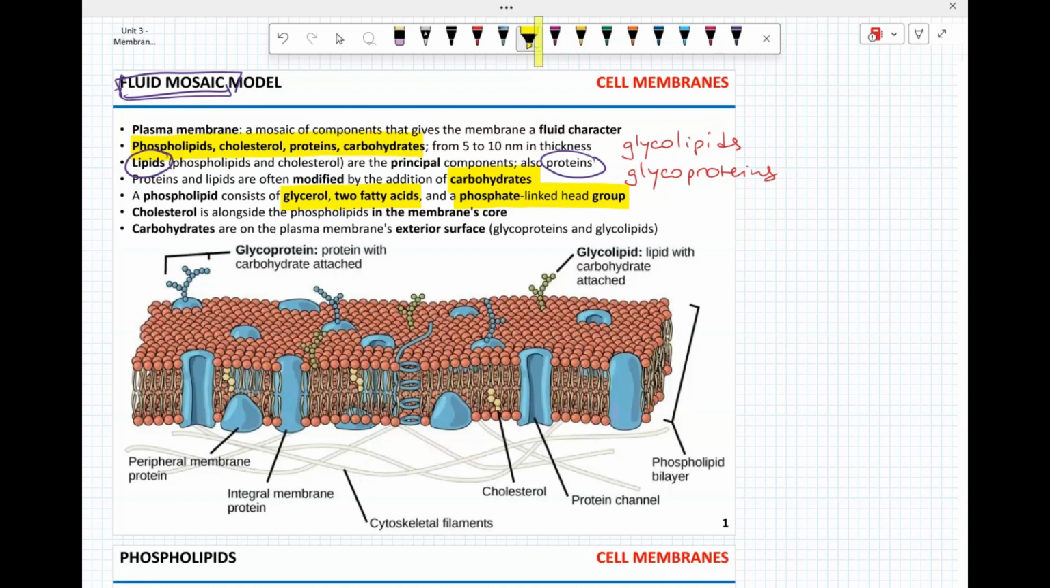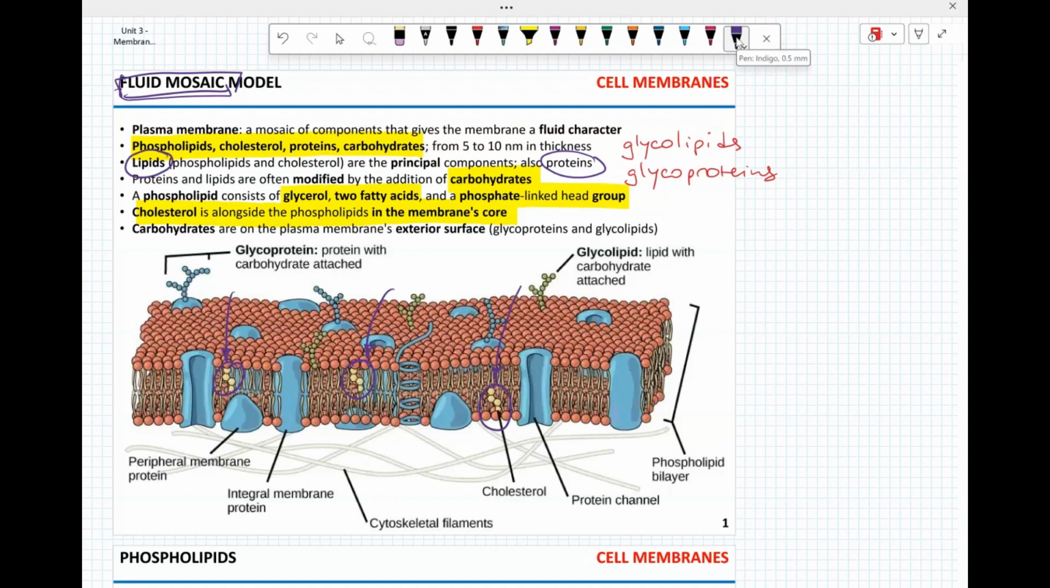Cholesterol is located in the plasma membrane alongside the phospholipids, and the main function of cholesterol, you can see cholesterol molecules here, here, and here, is to regulate the rigidity of the plasma membrane.